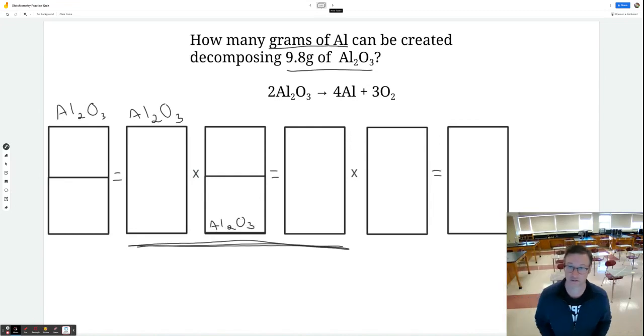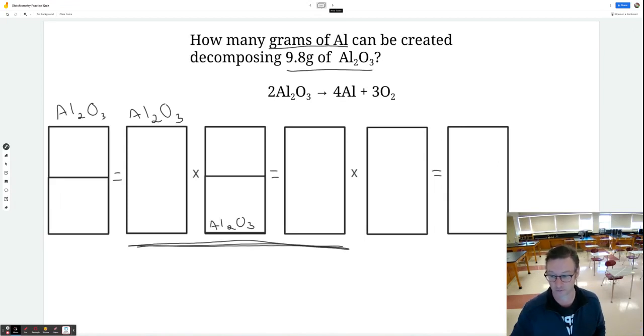we're going to put the coefficient of Al2O3 on the bottom. Whatever you're starting with goes to the bottom of the mole ratio. From there, we convert over. That's what this step, this mole ratio, converts: moles of given to moles of unknown. The unknown is what you're trying to find.